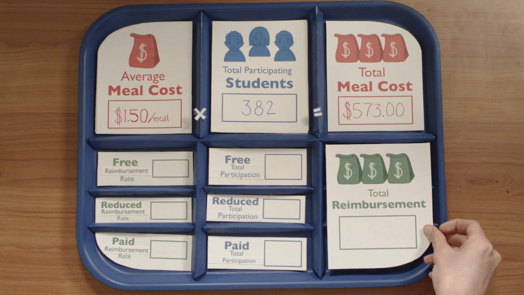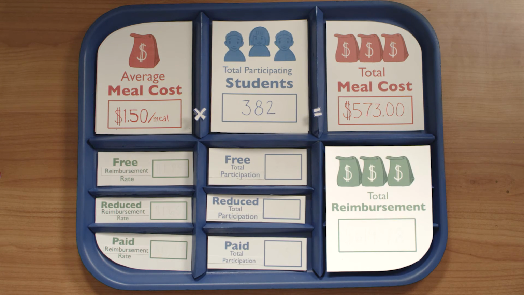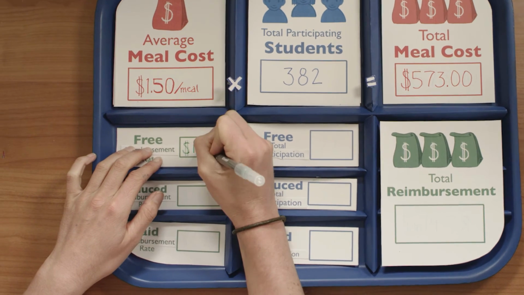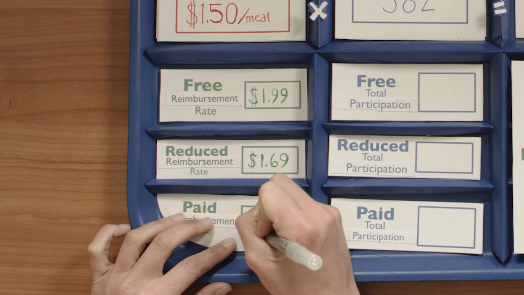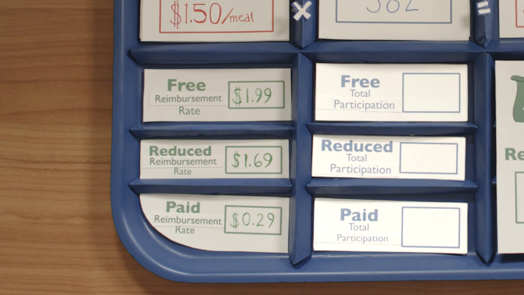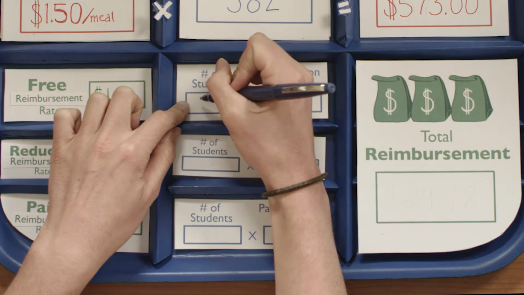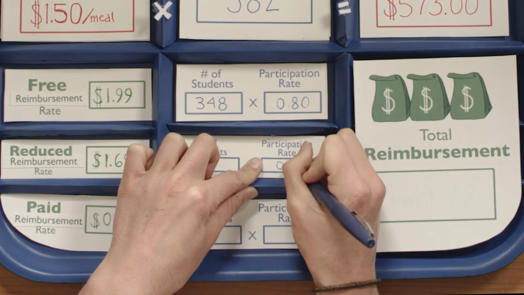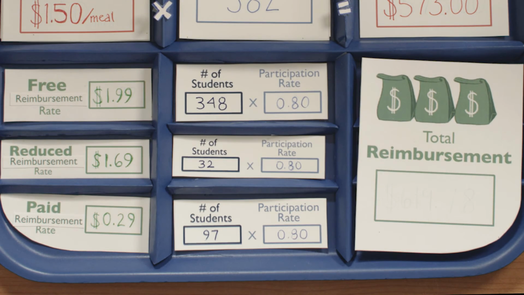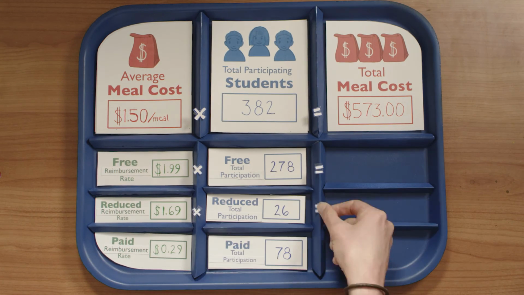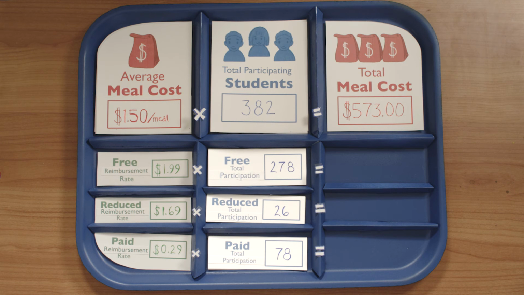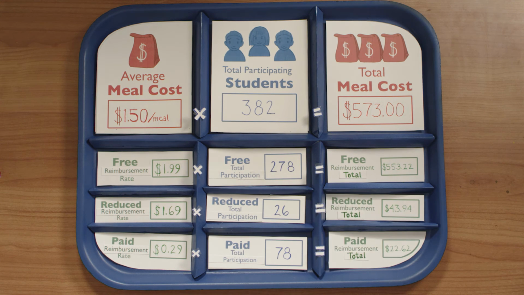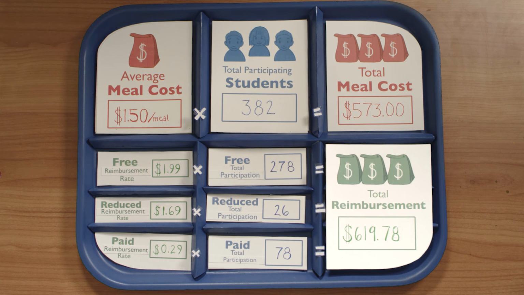She follows a similar progression to calculate the total reimbursements provided by breakfast in the classroom. First, she researches the reimbursement rates for free, reduced, and paid students in her district. Next, she calculates the number of students who will participate at each level of the program by multiplying the total number of students by the same 80% assumed participation rate. She multiplies the reimbursement rate by the total number of participating students for each level to get the 3 reimbursement totals, which she then adds together to get the total reimbursement.